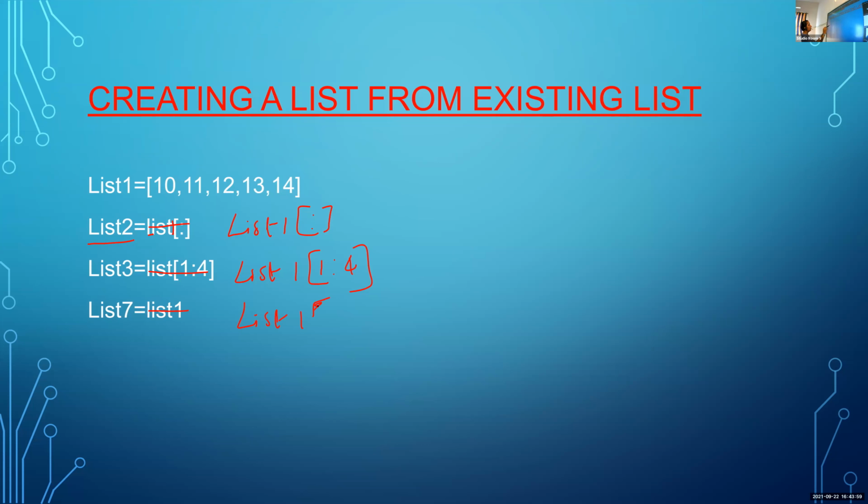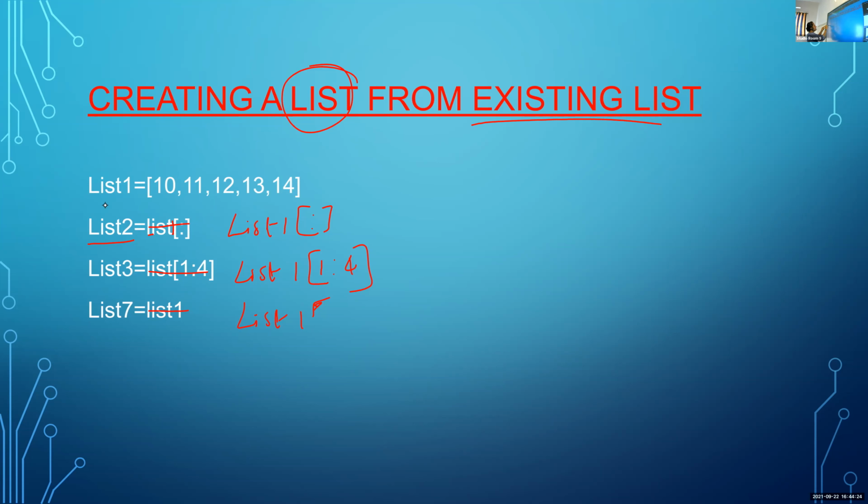Here only 1 colon is there. That means start value is 0 and stop value is total number of elements. That means the entire content of list 1 is assigned to list 2. Okay, here the heading is creating a list from existing list. That is the topic.